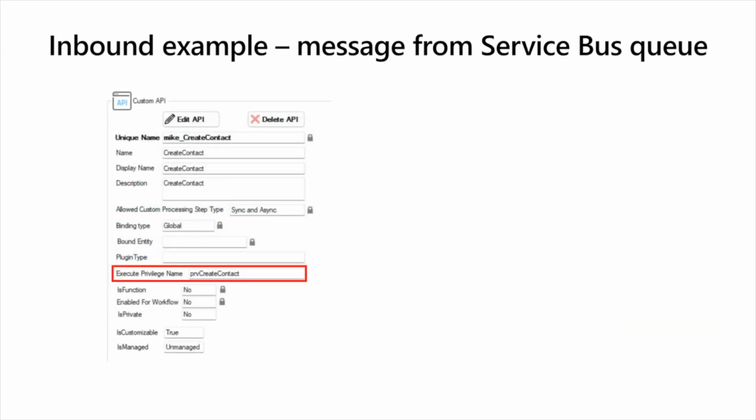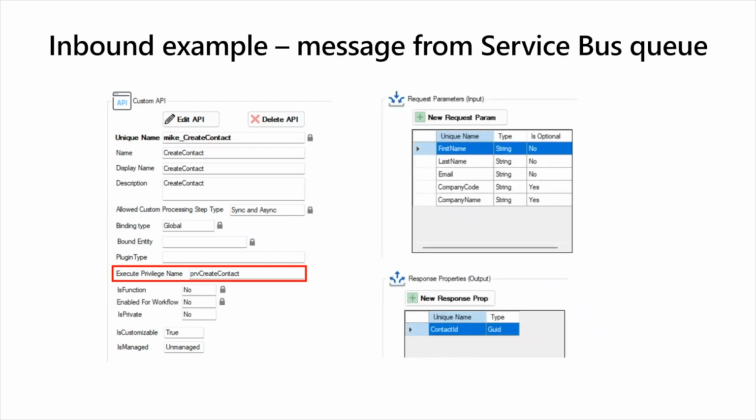We now create the custom API in Dataverse, and we specify a privilege requirement so we'll be able to restrict access to the custom API with security roles. In our case, we rely on the create contact privilege, as that is the main purpose of the API. We can then assign a dedicated security role with this privilege to the application user corresponding to the Azure function. We configure properly all input and output parameters of the custom API to match the contents of the expected messages.